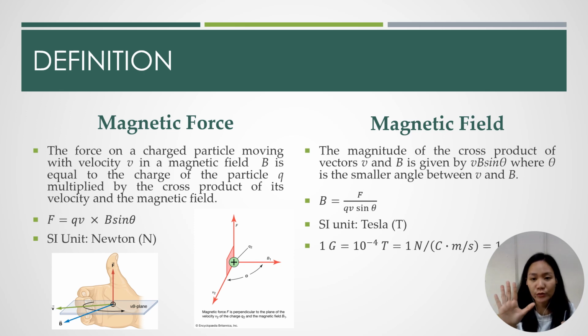Now, let us review the right-hand rule. The thumb represents the magnetic force. The four fingers represent the velocity vector, the motion of the particle, and the palm, the direction where it is facing, represents the magnetic field. This allows us to determine the direction of any of the three quantities: velocity, magnetic field, and magnetic force. All right?